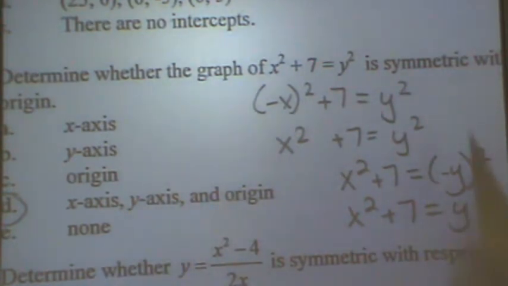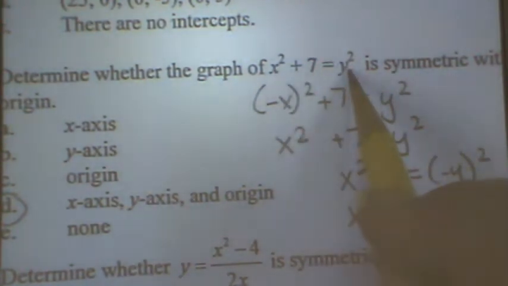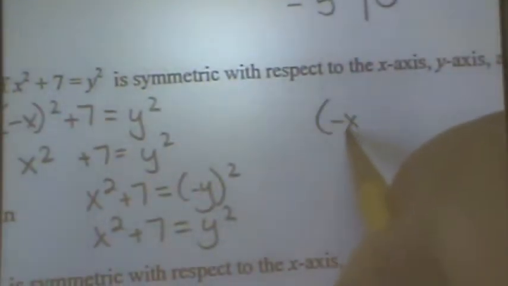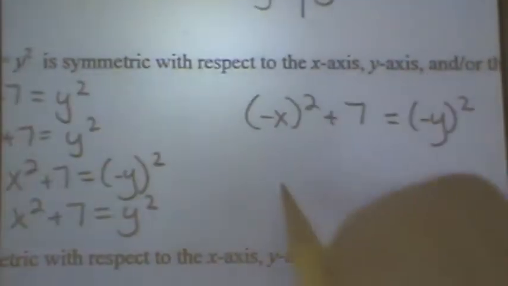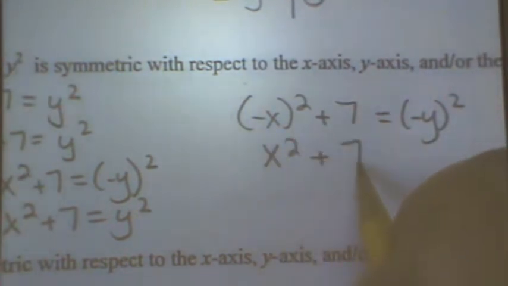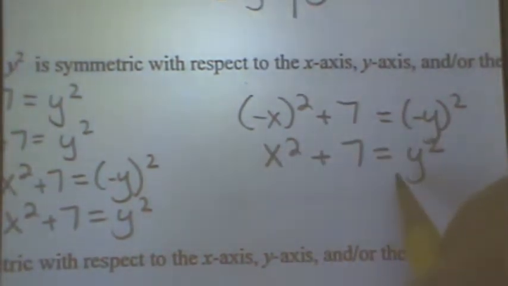For the origin, you replace both x and y. And if you get the same thing, so -x squared plus 7 equals -y squared, you get the same problem. So this one has symmetry to all three of them.